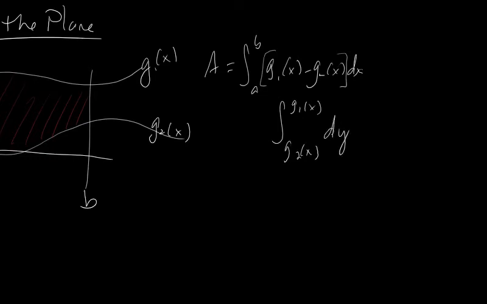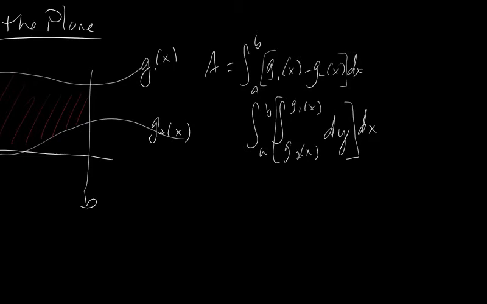evaluated with respect to y, right? So just from the fundamental theorem of calculus, because we know that this is going to be equal to g1 of x minus g2 of x. And then we put our iterated integral on top of that, and that's what we get. So this is our iterated integral for finding area.